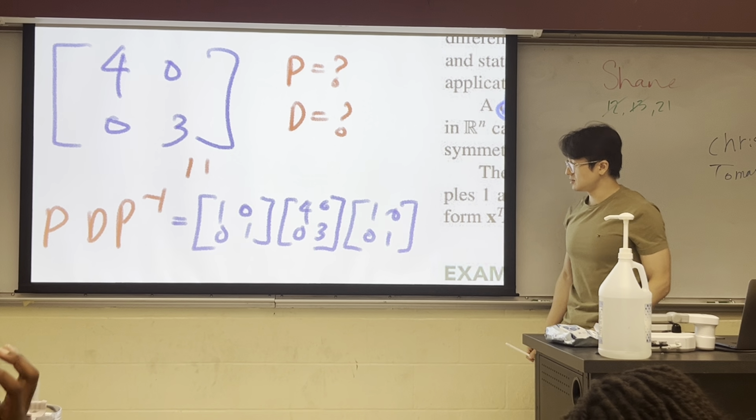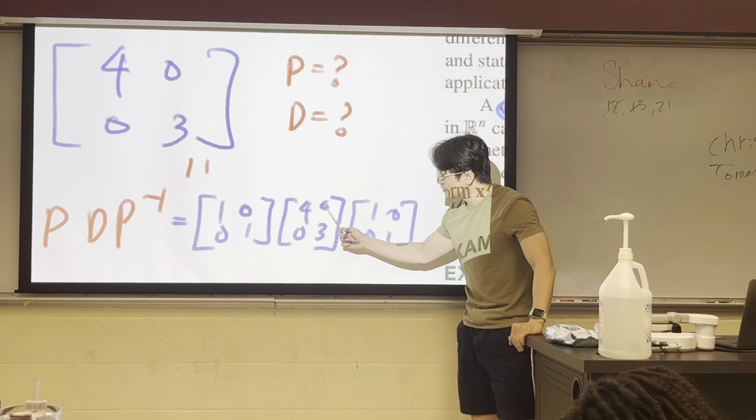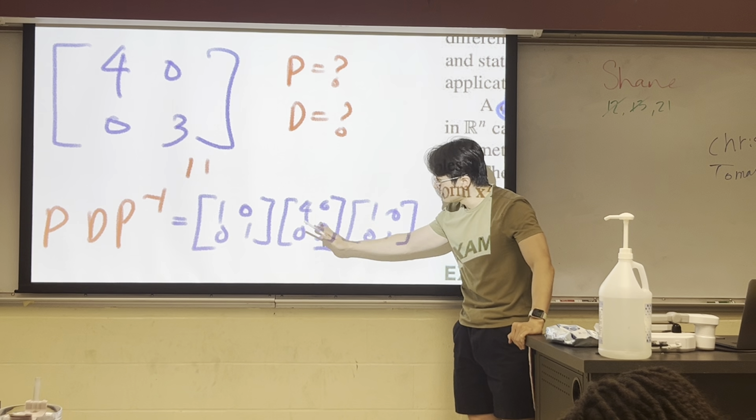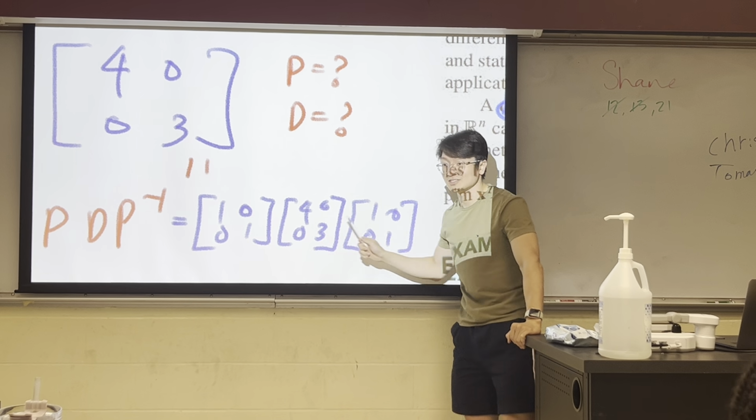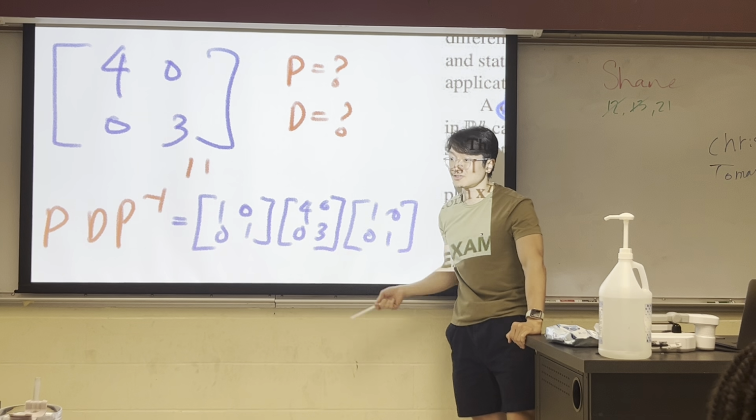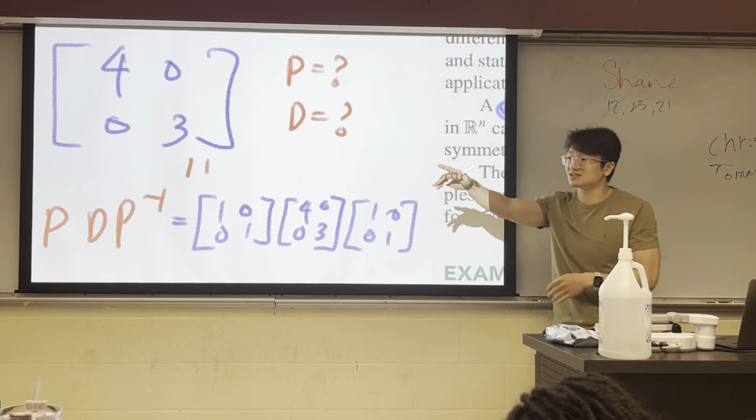What is this? You're multiplying the original matrix by identity matrices. That's why you get the same. But anyway, it's a good practice.